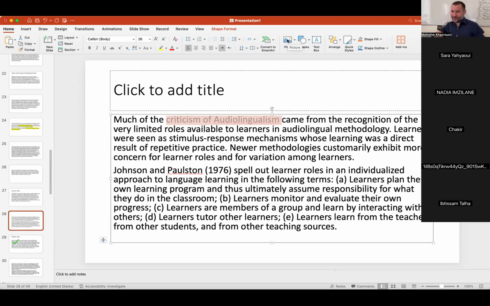You're welcome. So concerning the first one, learners plan their own learning program and thus ultimately assume responsibility for what they do in the classroom. Actually, I don't agree totally with it, because if we give the learners the opportunity to plan their learning program, I guess they will focus more on making it just for fun, not serious. I think we will not see progress in the learning methods because they will focus only on what entertains them.